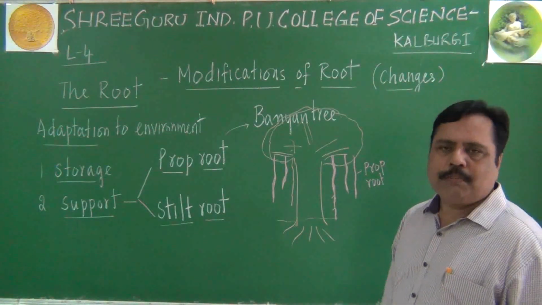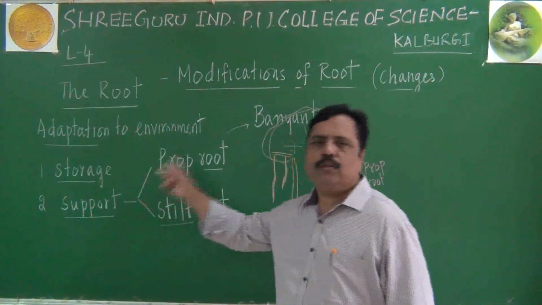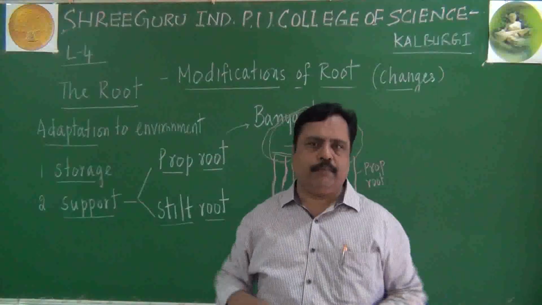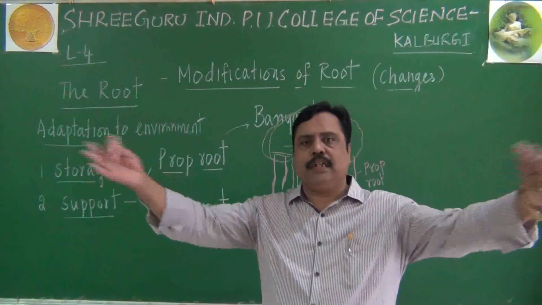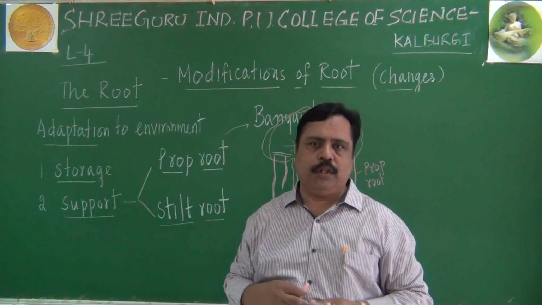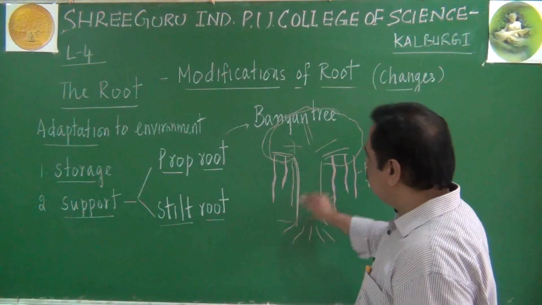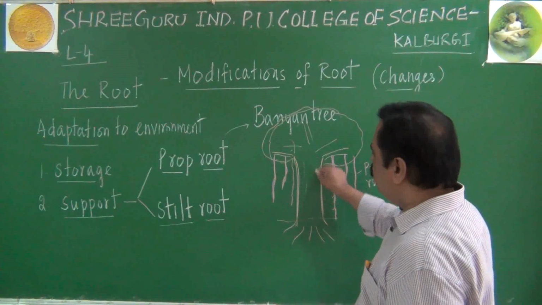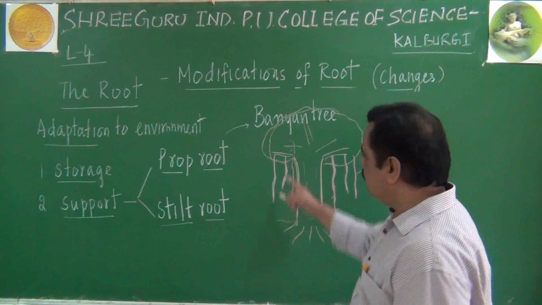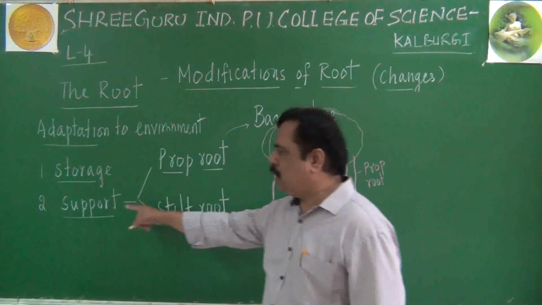Remember, what is the purpose of this prop root? They give extra support to the plant body. When the banyan tree branches profusely, sometimes it may be branching even for 500 meters, 600 meters also. They are able to survive for several years, hundreds of years of lifespan they have. Why this lifespan of hundreds of years is possible is because they produce prop root. This prop root will be helping mainly for support.